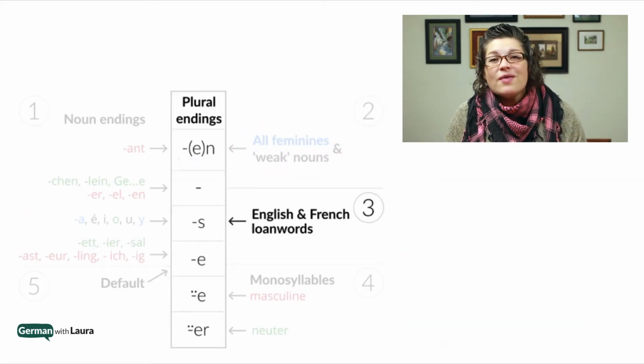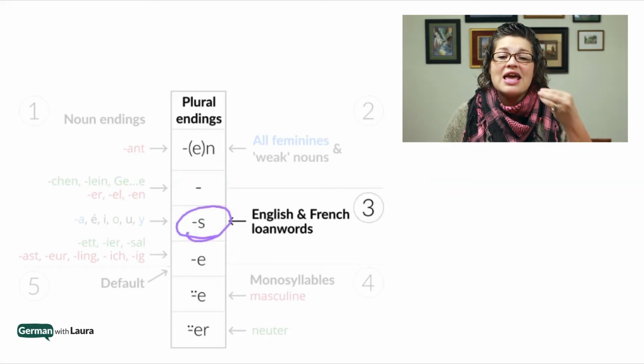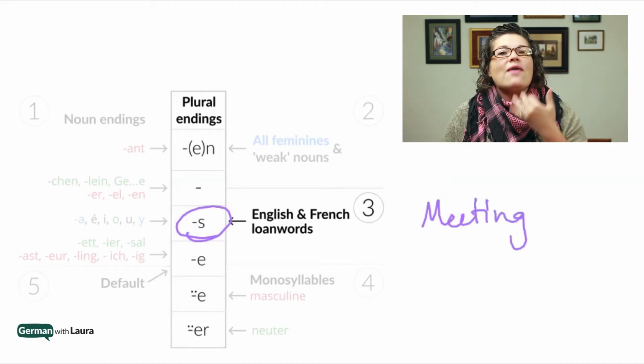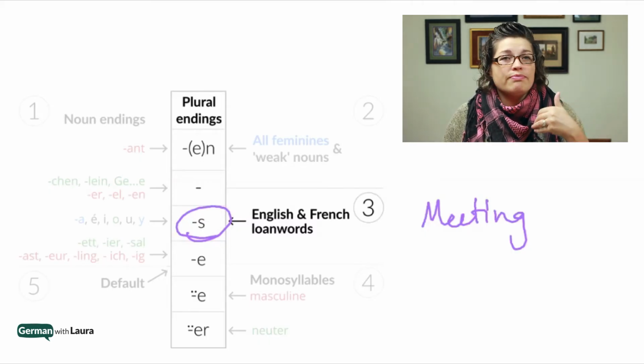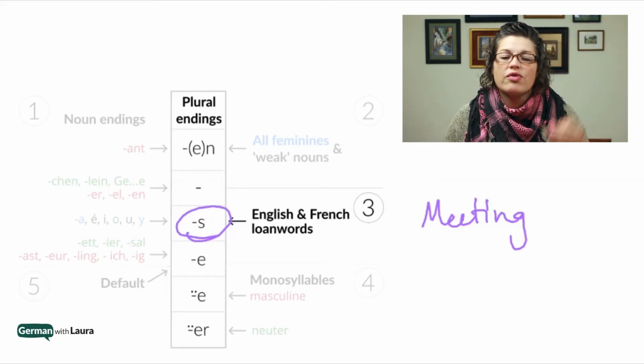At train stop number 3, we have English and French loan words getting off and taking the S plural. And at this point, we have to pay attention to how the word is being emphasized. If it's an English word that gets off here, it has to be emphasized the same way that we say it in English. So for example, das Meeting in German, coming from English, is emphasized the same way that we say meeting in English. We're not saying a different emphasis in German, we're saying meeting, just like in English. So it gets off at train stop 3 and takes the S.